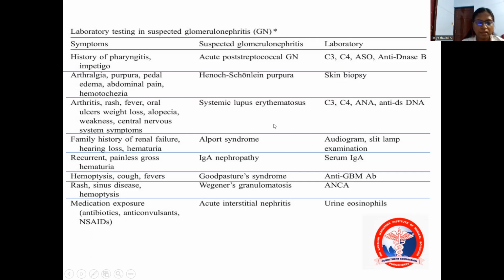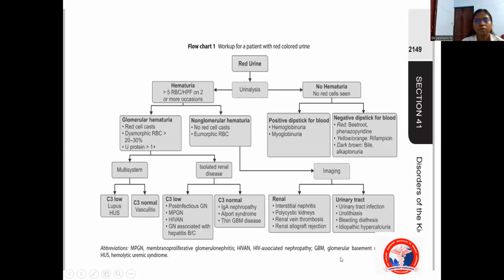And that's it. Okay. And then IgA nephropathy, you do a biopsy to rule out IgA nephropathy. Goodpasture, anti-GBM. Okay. Vasculitis, ANCA. Okay, this is how you evaluate a case of a patient presenting to you with red urine. This is very, very important.